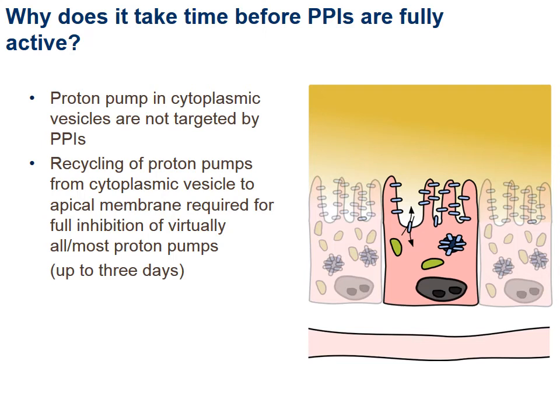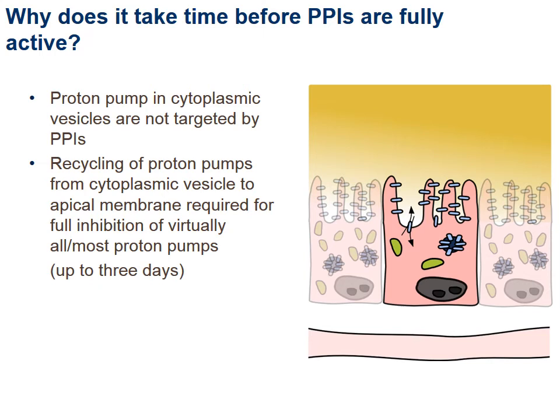And this can be understood by the biology of the parietal cell. So as we discussed in lecture 1, the proton pumps are present at the apical membrane, where they are actively contributing to secretion of gastric acid. And they're also present on these cytoplasmic vesicles, these tubular vesicles, where the proton pumps are inactive. And so there's a continuous movement of proton pumps from these vesicles to the apical membrane and the other way around.